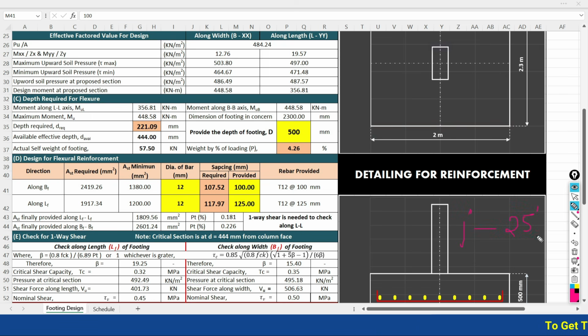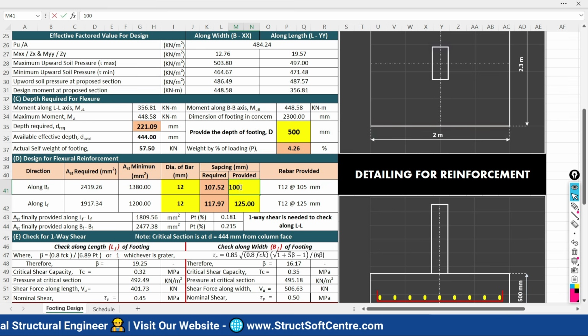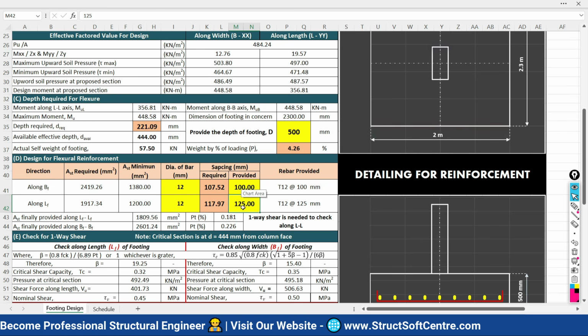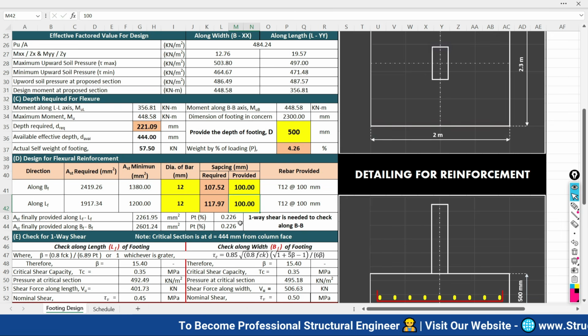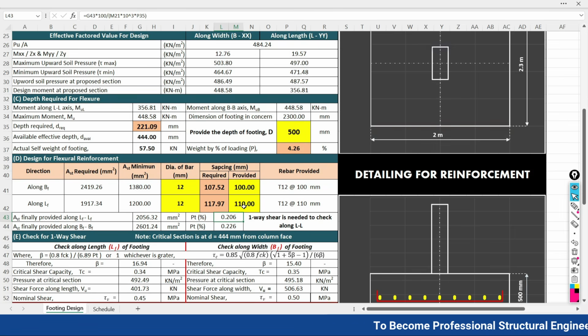So you have to provide the spacing with a rounding factor of 25 mm. That's why we are going to adopt the spacing as 100 mm. Otherwise you will say that sir, you can take it as 105 as well. No, I am going to provide the spacing as 100. And here I would like to take the spacing of 100. You will say that sir, we can take the spacing as 110. That will also be correct, but for site consideration it will be difficult to execute. That's why we are going to take it as 100.